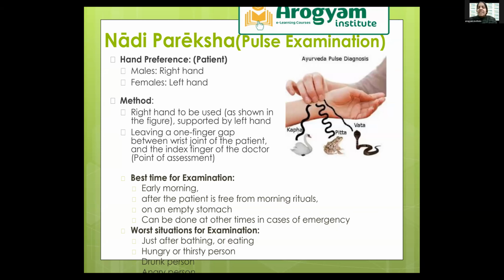हमारा, that is वैद्य का index finger will assess the vata dosha. Our middle finger will assess the pitta dosha and ring finger will assess the kapha dosha. Remember, right hand to be used as shown in the figure, supported by left hand. Then leaving a 1 finger gap between wrist joint of the patient and the index finger of the doctor. That is the point of assessment.